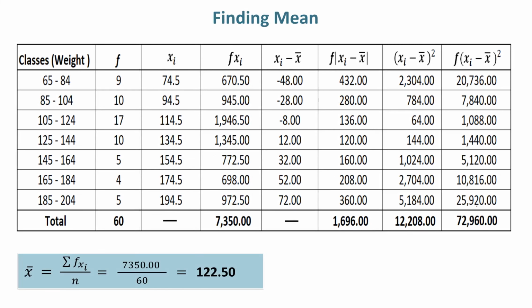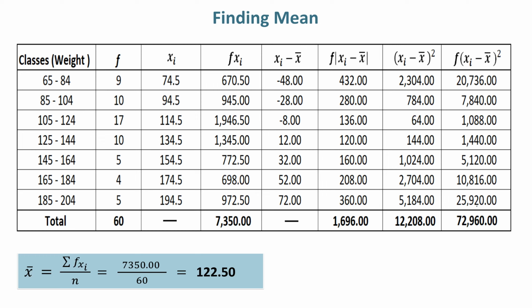Finding mean. In order to find the mean, first we will find the midpoint, represented by xi, by adding the 2 class limits, then dividing by 2 to get the values of the midpoints. For example, the first midpoint is 74.5, which you will get by adding 65 and 84, then dividing by 2 to get 74.5. In this way, you will find all midpoints of the remaining 6 classes.